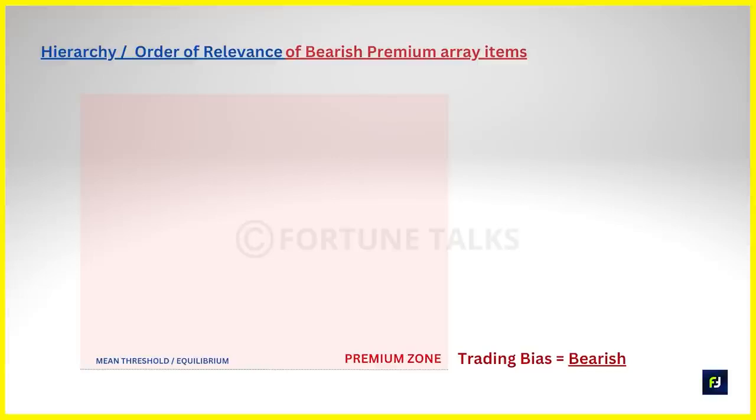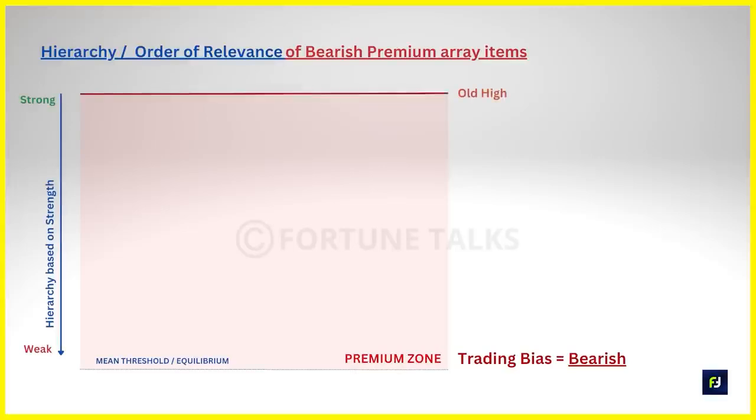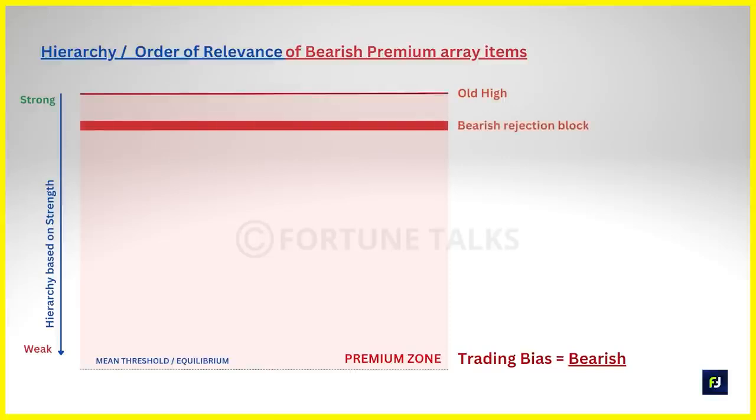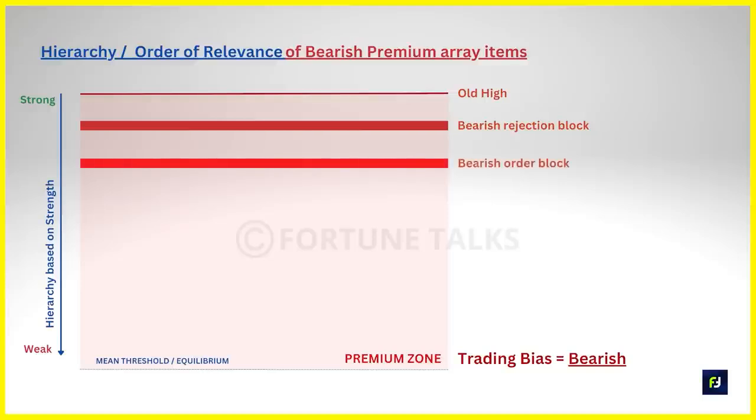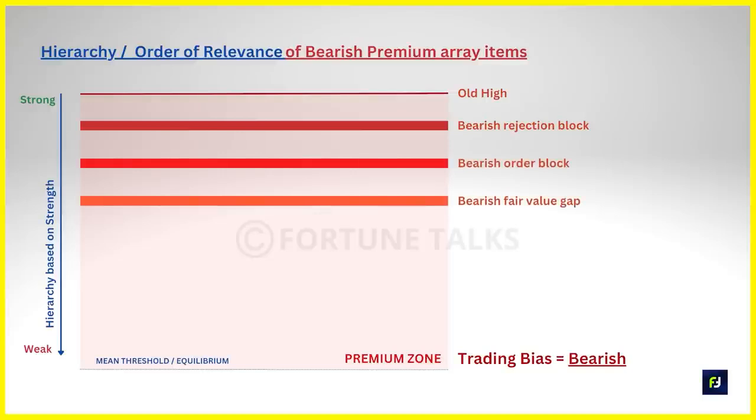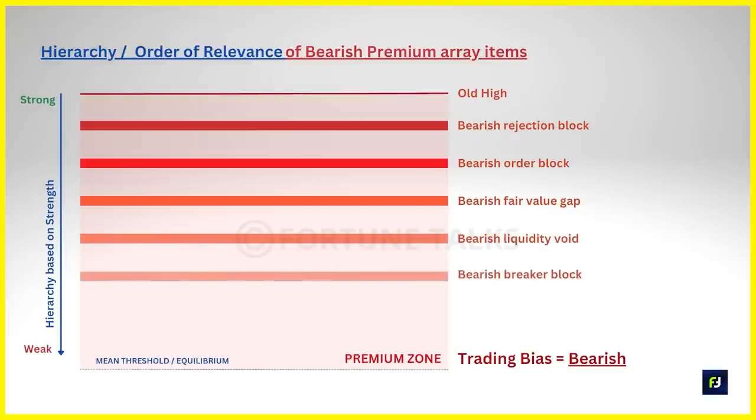It is also called a bearish premium array because our bias is to go short in the market. Here, I have listed down the array items based on their hierarchy in a premium zone. So the most relevant institutional point on the sell side is the old high, followed by a bearish rejection block, after which comes a bearish order block, a bearish fair value gap thereafter, followed by a bearish liquidity void, and then a bearish breaker block, and the last reference point is the bearish mitigation block.